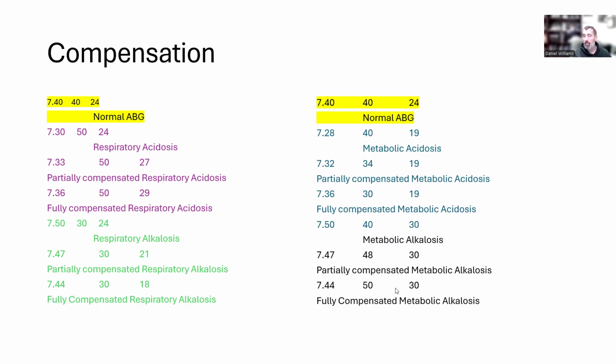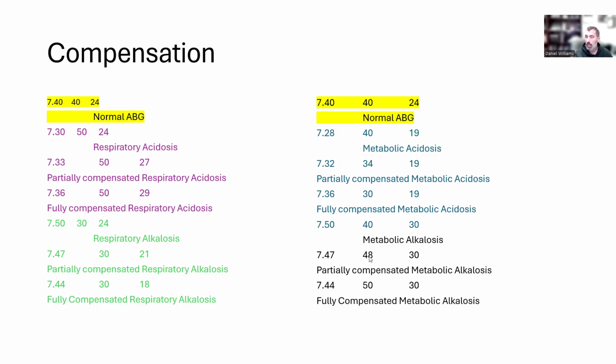So you have a metabolic problem. The respiratory system is going to be the compensatory mechanism. So now our pH is too high when we look at 7.50, 40, and 30. That pH has now come down to 7.47. Why did that pH come down to 7.47? Why is this now a partially compensated metabolic alkalosis? Still metabolic alkalosis because the bicarb is why that pH is high.